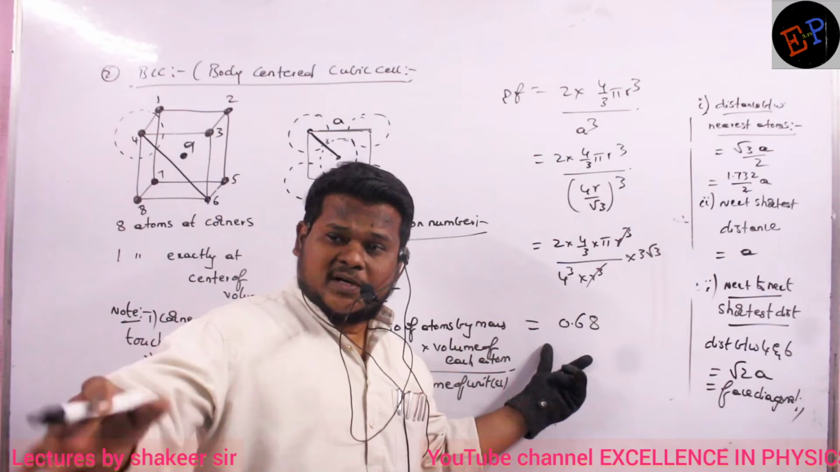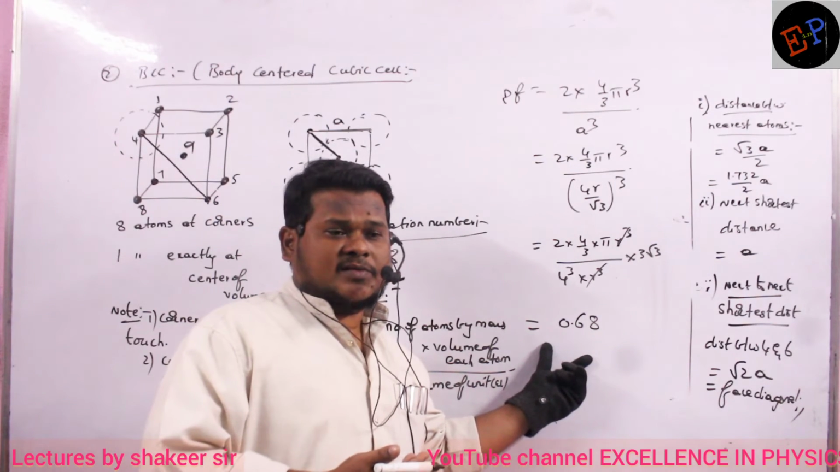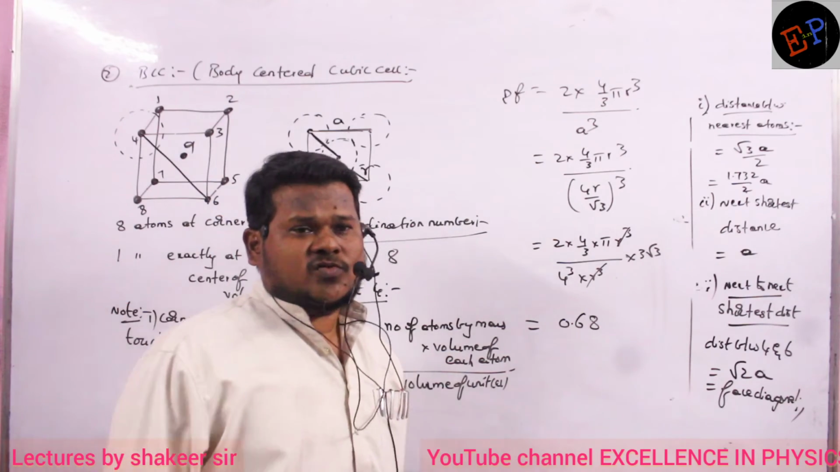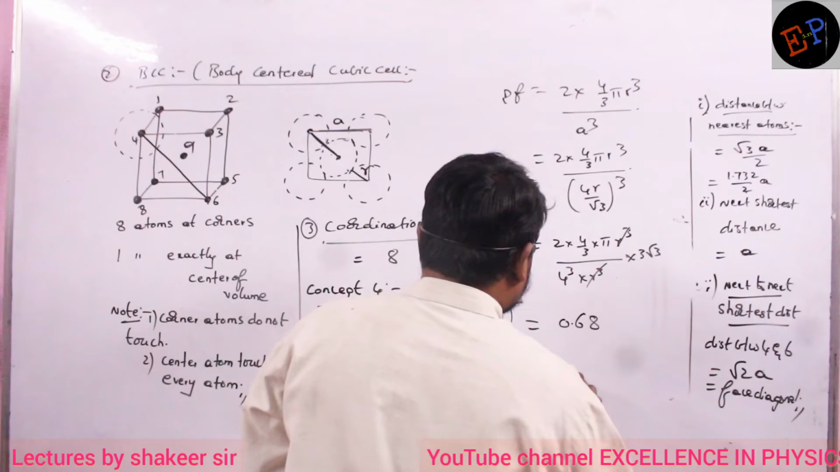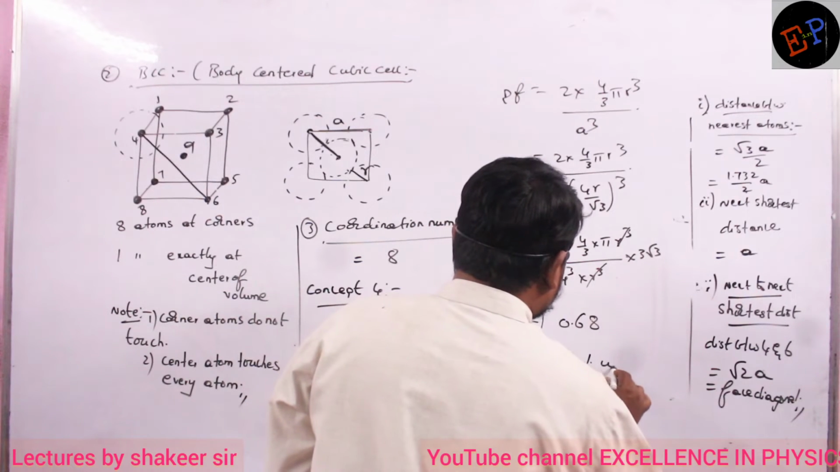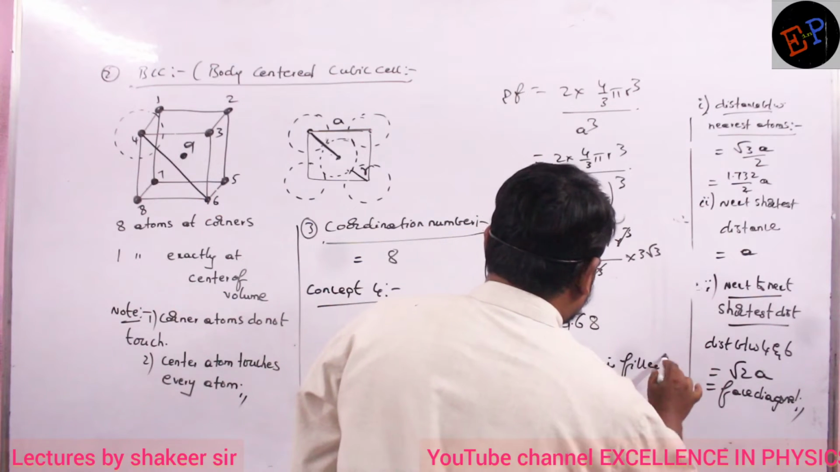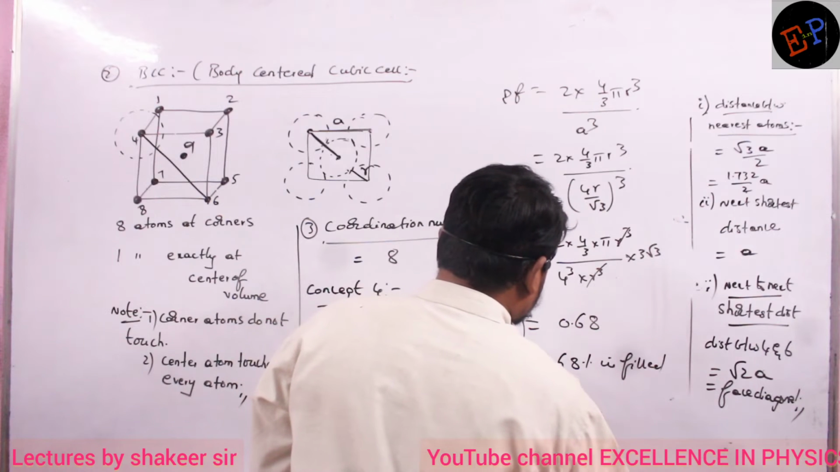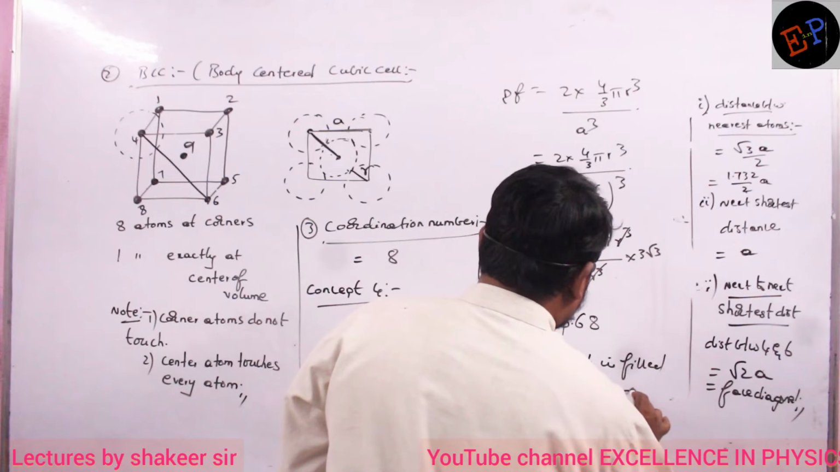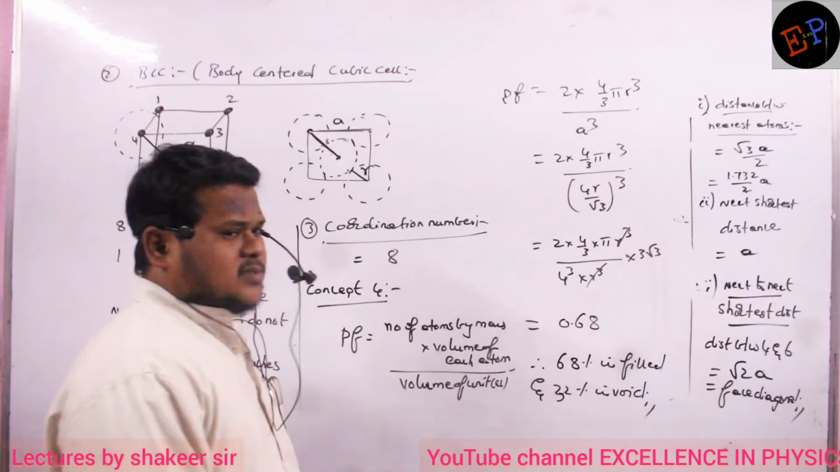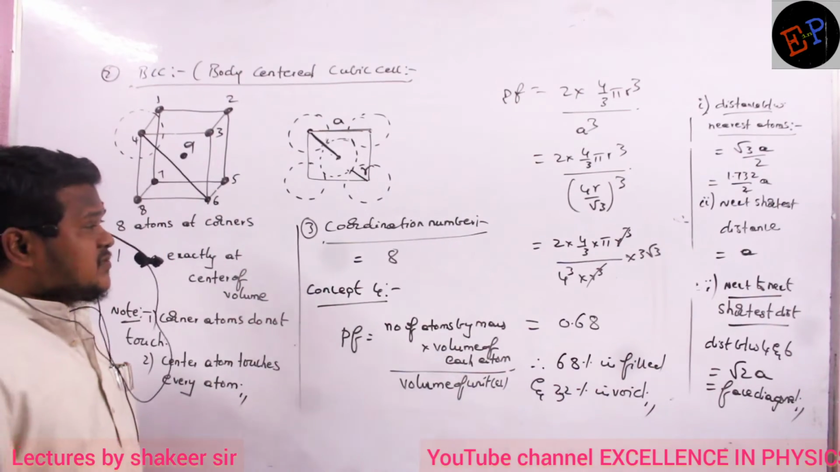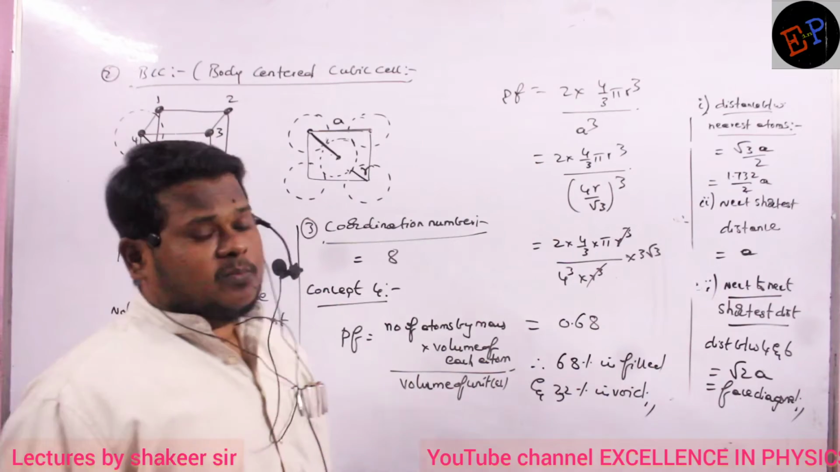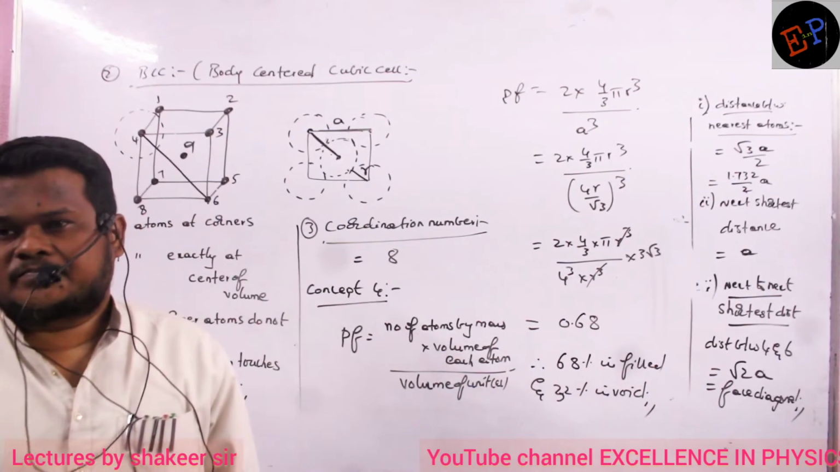68% of the cell is completely filled, and 100 minus 68, 32% is void. That is the meaning of this one. Are you able to understand? Therefore, 68% is filled and 32% is empty. Empty in the sense it is void. Okay? So these are the 4 concepts which we study in the case of body-centered cubic cell.